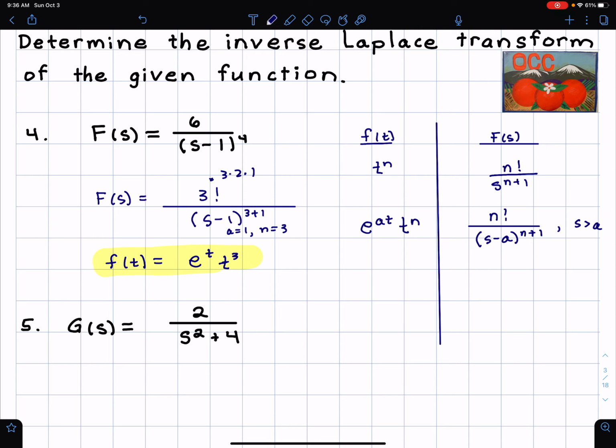Also, one of the things I really should write is that the general formula is e to the at times f of t transforms to capital F of s minus a. So you take the Laplace transform of f of t, and then you replace s by s minus a. It requires some concentration.